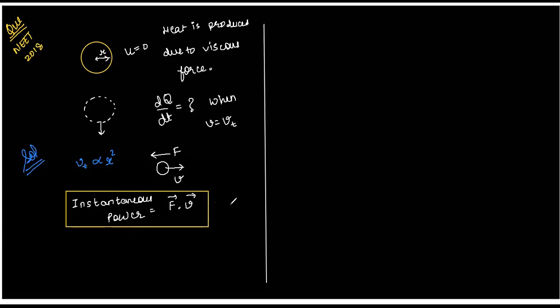Dot product of force and velocity gives you instantaneous power. And here we have dQ by dt, which is nothing but instantaneous power. Why? Because power is rate of change of heat, or rate of doing work. So the power generated because of some heat will be equal to rate of change of heat. Is it clear? So I can write power is equal to dQ by dt is equal to F dot V.